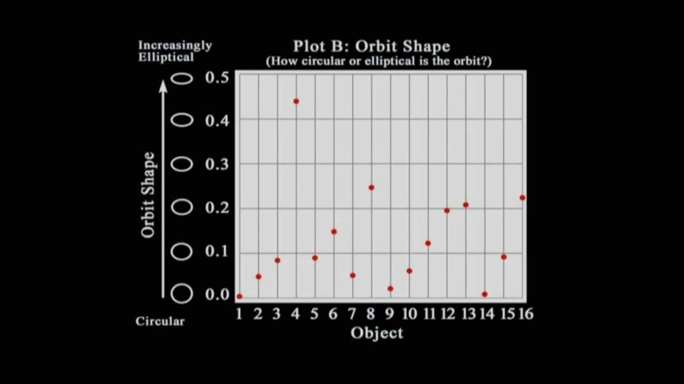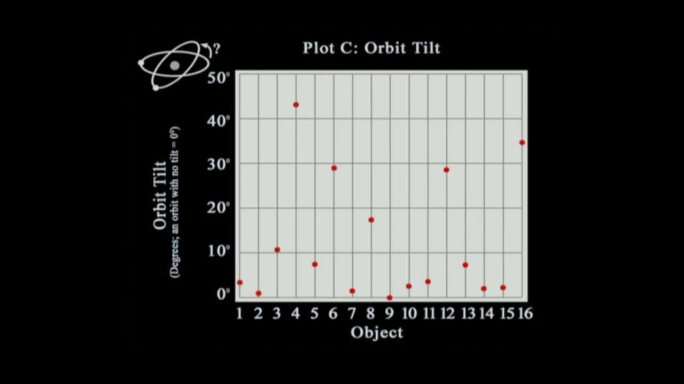Then you could look at orbit tilt. And again, you get the same sort of characteristic that most of them are less than 10 degrees away from the ecliptic plane, and then some that are more tilted, and the maximum here is also object 4.